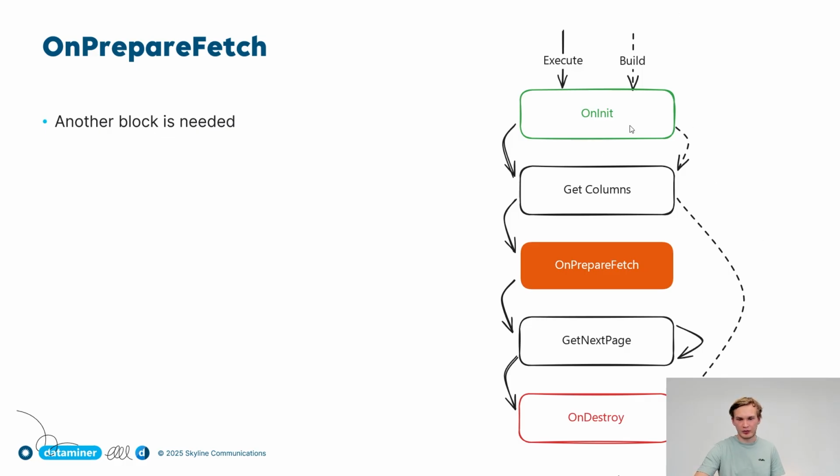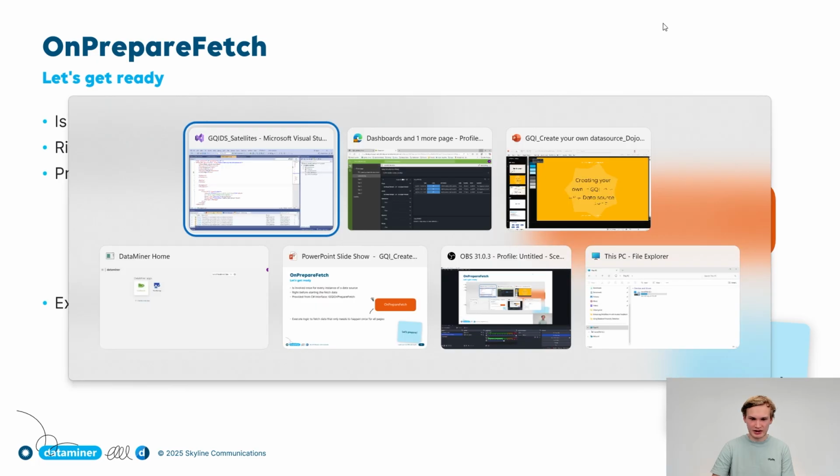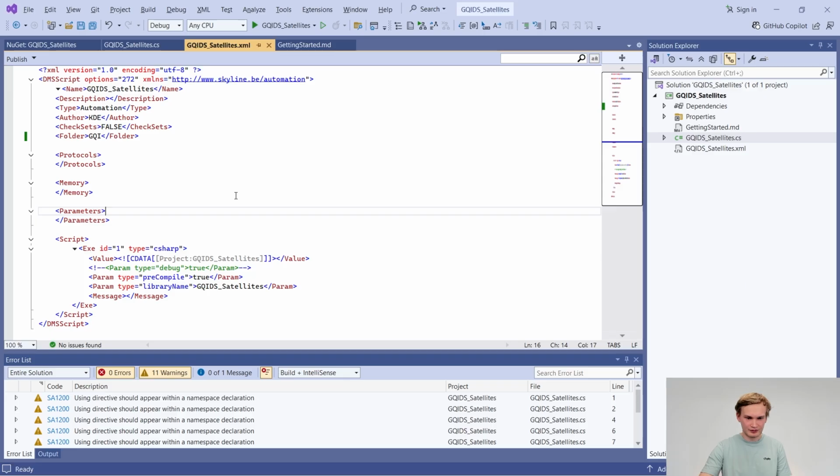As you can see, as part of the build path, the onPrepareFetch and the get next page are not called. We also have a third one, which is get columns, but the get columns also follows the same path as the build. So let us implement this into our code.